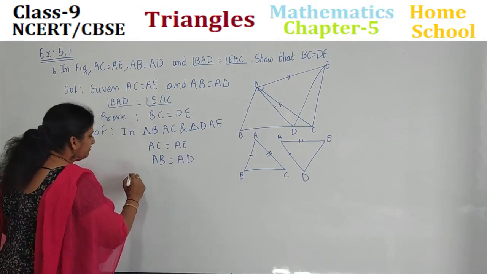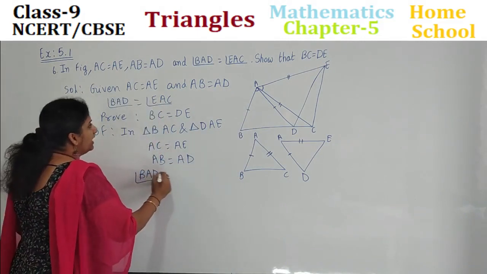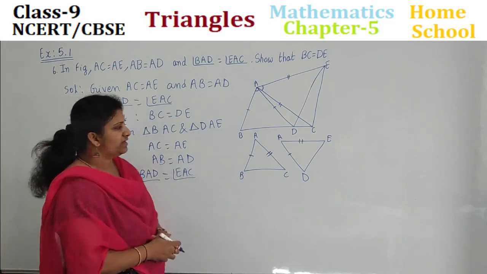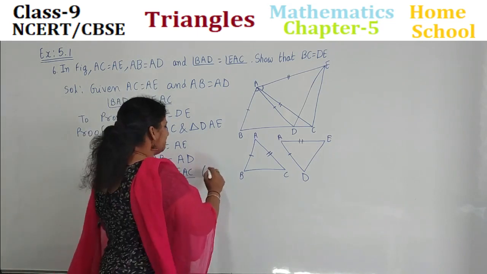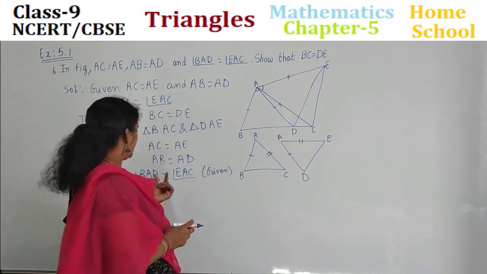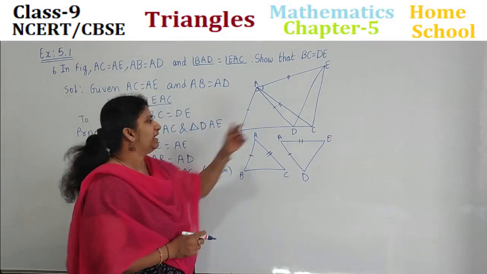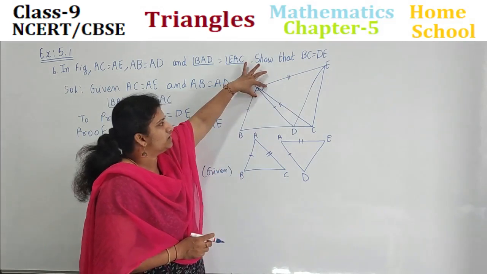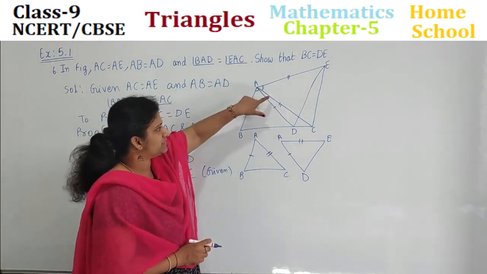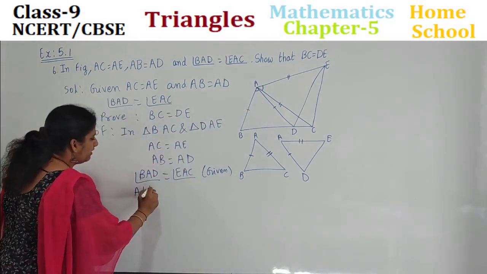Now, they have given angle BAD is equal to angle EAC. Where is angle BAD? This is given data, children. I am not saying it through the triangles. Given angle BAD is equal to angle EAC. So for these two triangles, what is missing? We have said this part, right? Let us add that part.